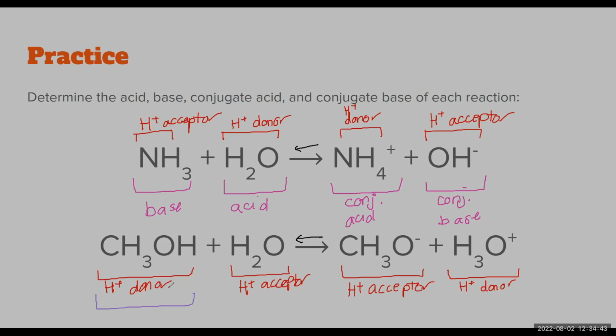And because of that, H+ donor means it's going to function as the acid. This is going to function as our base. This is going to function as our base. And this one will function as our acid. And remember that this is going to be the product that is formed on the right side. So we're going to indicate the right side as the conjugate acid and conjugate base.